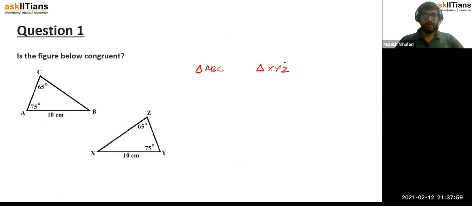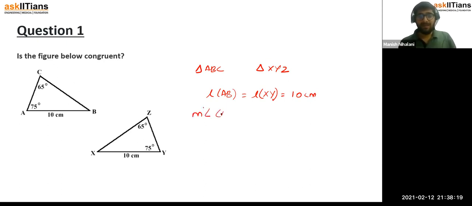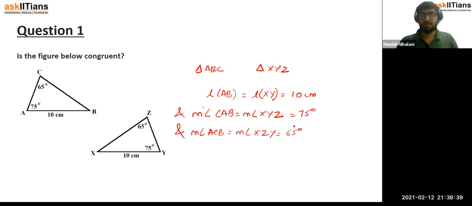So you all can think of it. Here, what is given? We are given length of AB is equal to length of XY, that is 10 centimeter. And we are also given two angles as equal, that is, measure of angle CAB is equal to measure of angle XYZ, which is 75 degrees. And also measure of angle ACB is equal to measure of angle XZY, which is 65 degrees, right?